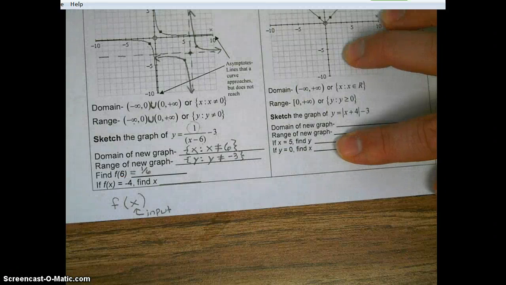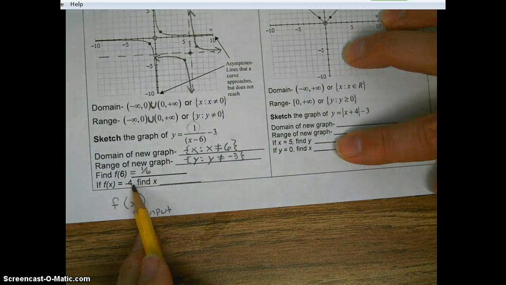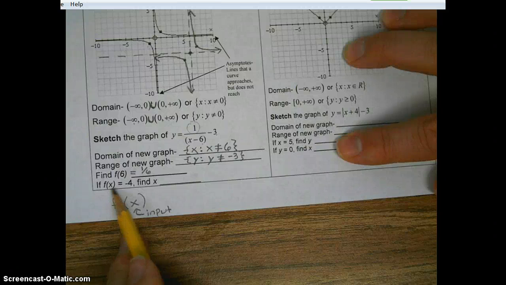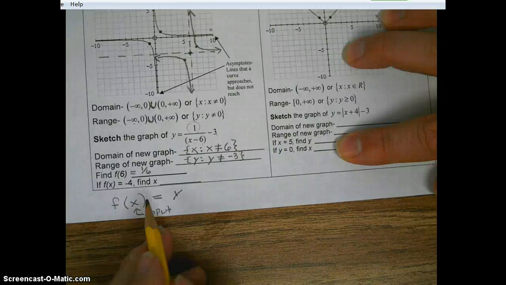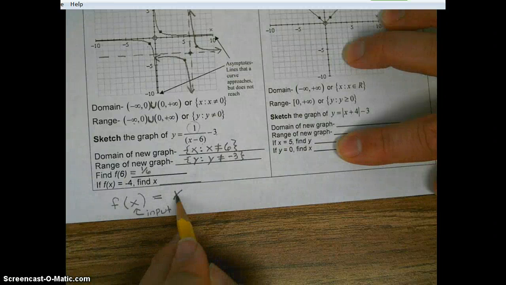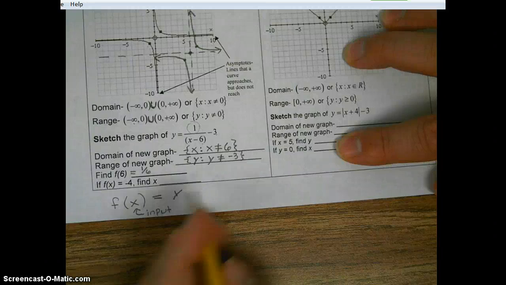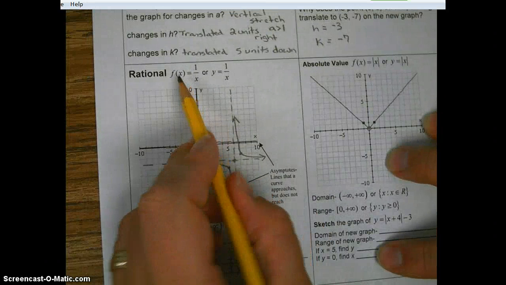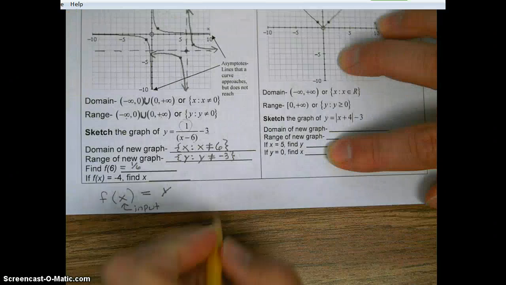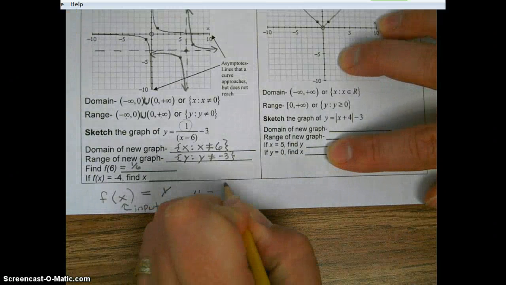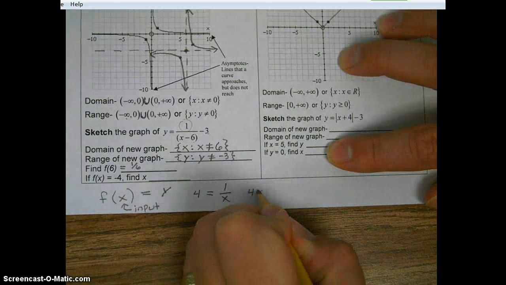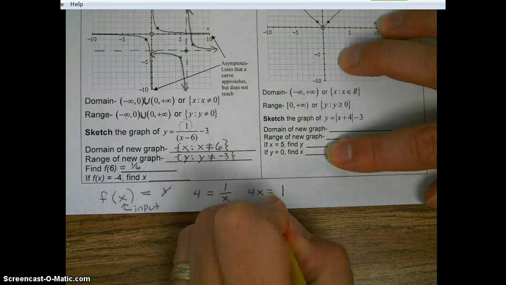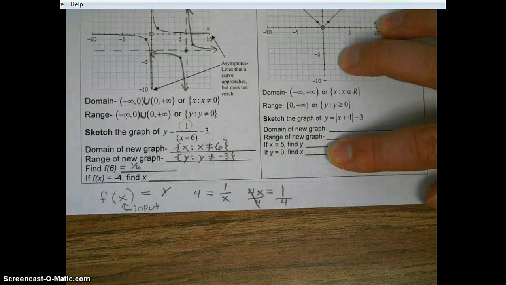Okay, now here, this is not an input. Notice it's not in the parentheses. So -4 represents f of x. Remember, f of x is equal to y. So we're plugging -4 in for y. So here's our equation. So we'll have -4 equals 1 over x. Cross multiply. We get -4x equals 1. Divide by -4. x equals -1/4.